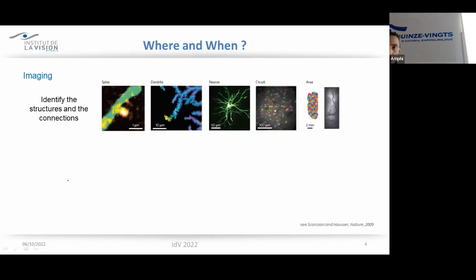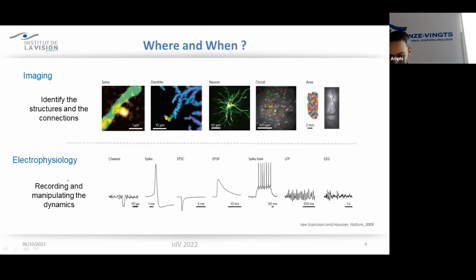So we have some imaging approaches. Here, the purpose is to identify the structures, morphology, the connections, so studying where the signal is coming from. And on the other side, we have electrophysiology methods. In this case, we can study when the signal appears, and so follow the dynamics. And to a certain extent, we can both monitor and manipulate a bit the dynamics of those circuits.